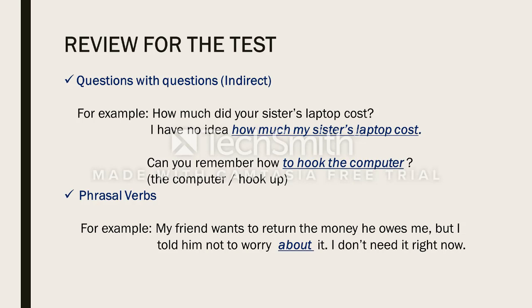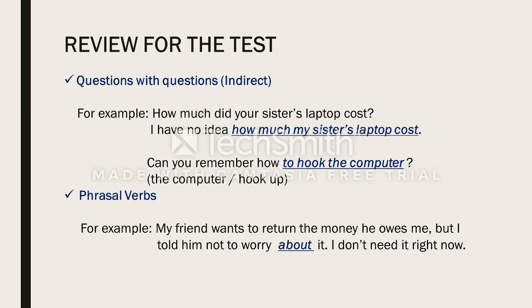Let us look at another example, right? I have here the modal verb can. You can have may, any other modal verb. They act as auxiliaries. So you have, can you remember how to hook the computer? Okay, so I give you the option, for example, hook up. So you will have to complete it. Can you remember how to hook up the computer? That's how you would have to write it.